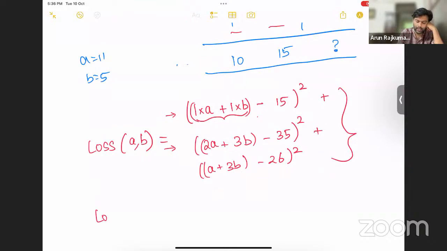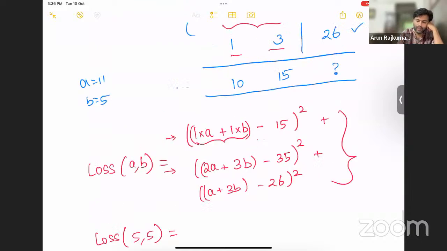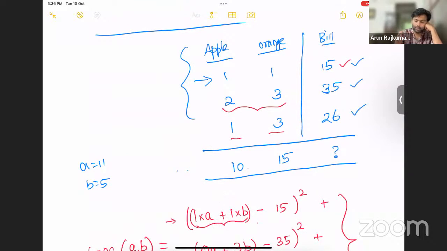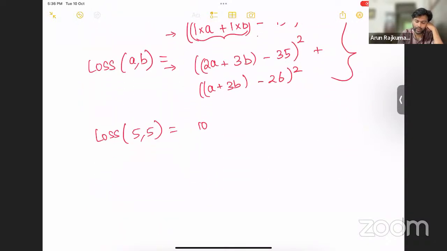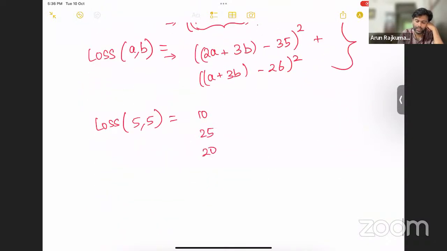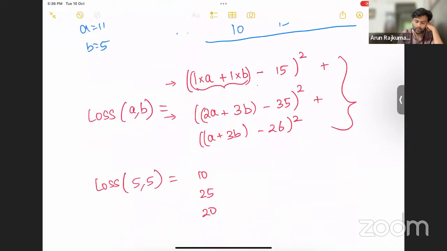So for instance, if I say loss of A is 5 and B is 5, which means that I guess the price of apple is 5 and the orange is 5, then on day 1, I would have predicted that my payment is 10. On day 2, it would be 2 into 5 plus 3 into 5, that's 25. On day 3, it would be 1 into 5 plus 3 into 5, that's 20. So my predictions would be 10, 25, and 20. But then the actual value is 15, 36, and 26.